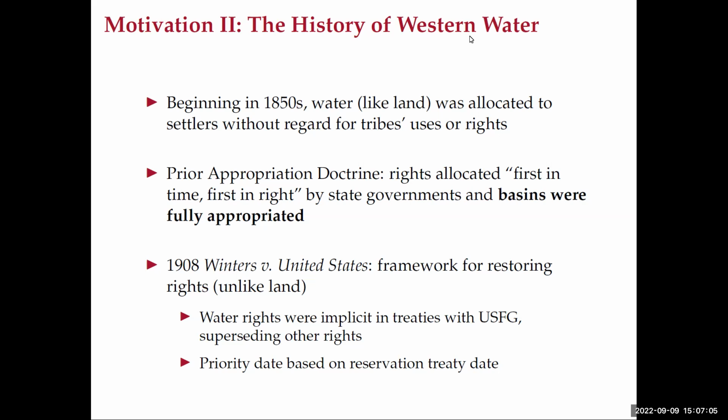And we developed this prior appropriation doctrine, first in time, first in right. So whatever white settler diverts the water first has the most senior right to it. And over time, by the early 1900s, most of the important basins in the Western US were completely diverted or completely allocated, essentially to white farmers.